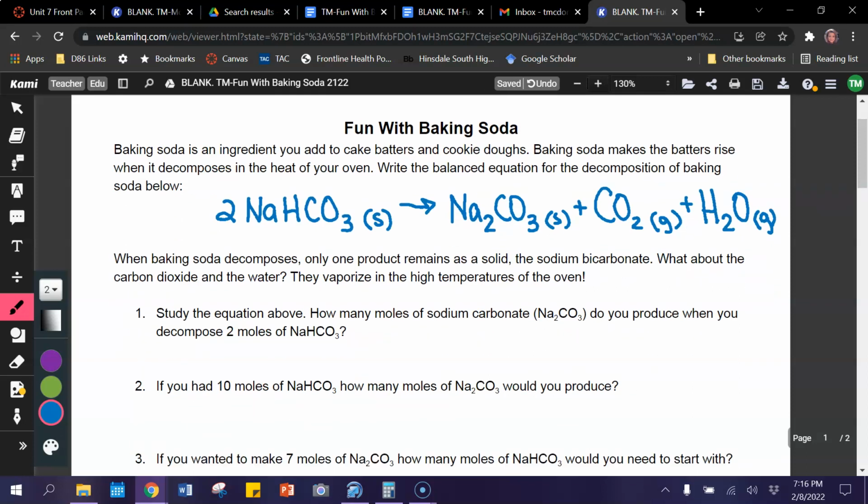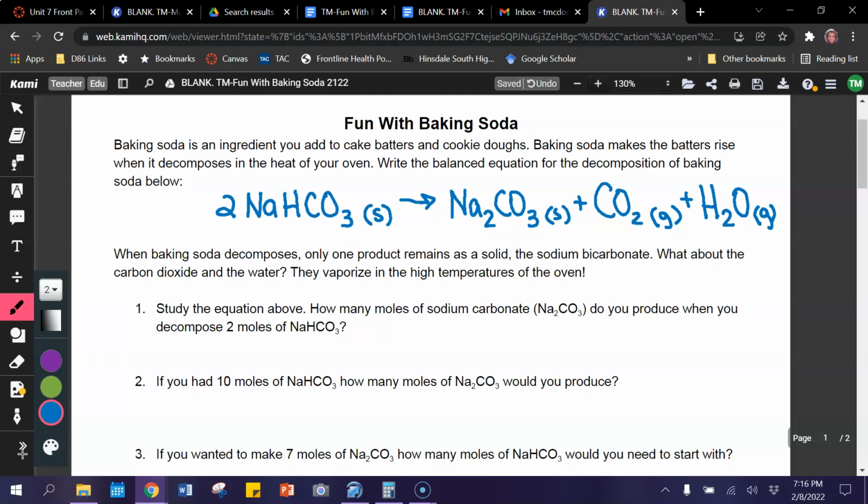So let's take a look at number 1. As we study our equation above, how many moles of sodium carbonate do you produce when you decompose 2 moles of sodium bicarbonate? Well, all you have to do is look at the coefficients that are found in front of each of the compounds that are mentioned in the question. So if we decompose 2 moles of sodium bicarbonate, we end up with only 1 mole of sodium carbonate. And you can tell that just from the equation.